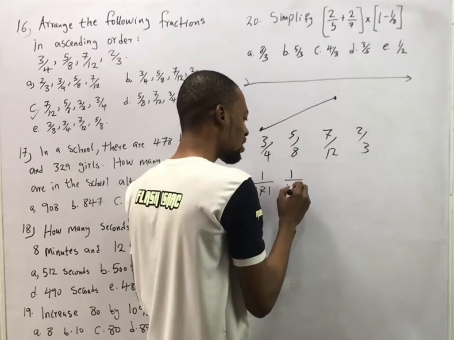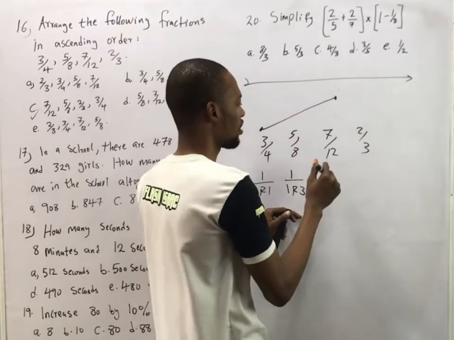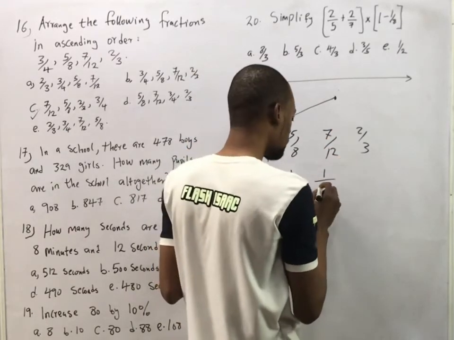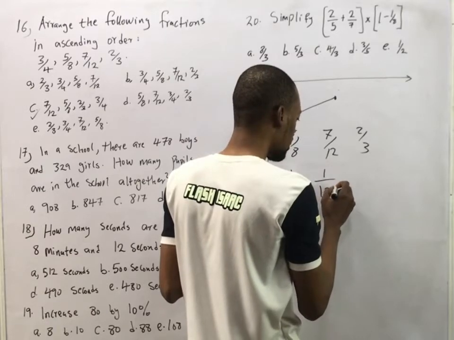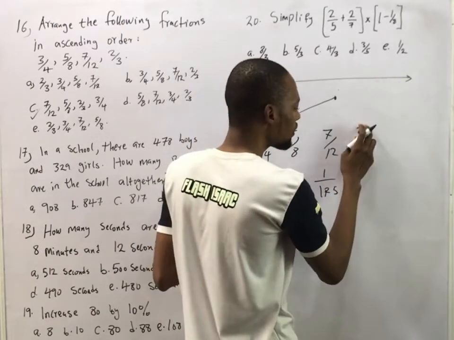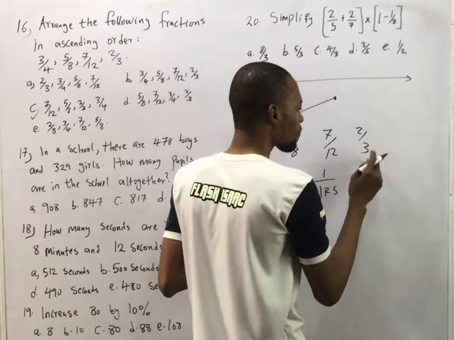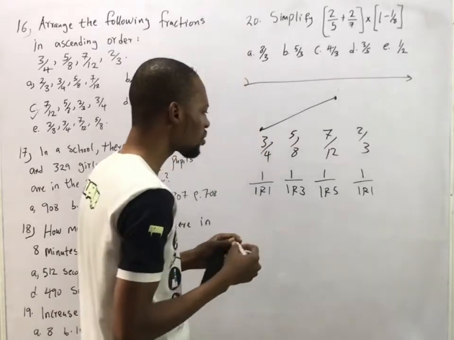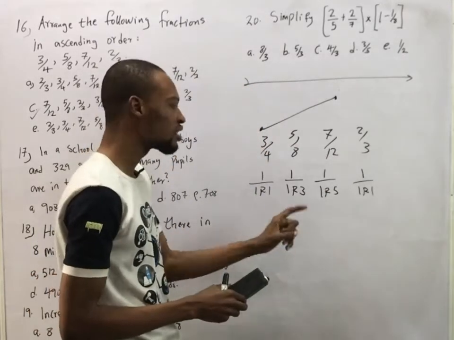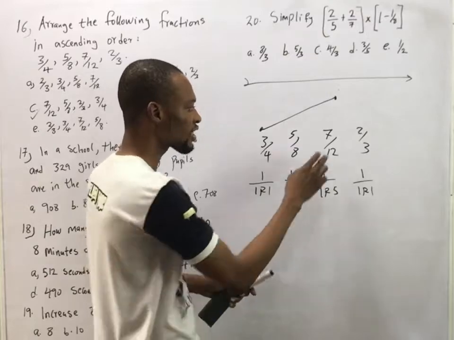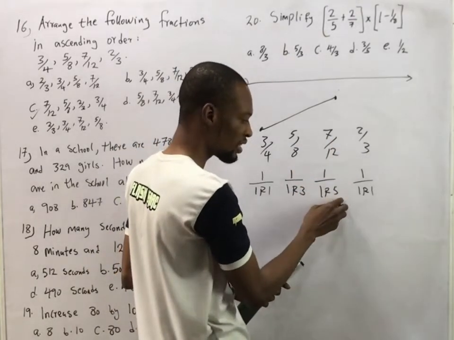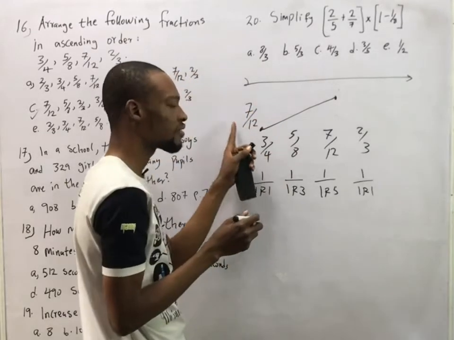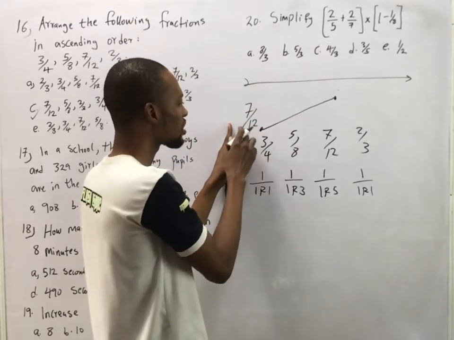They will take 1, remainder 3. 7 divided by 7 is 1. 12 divided by 7 is simply 1, remainder 5. 2 divided by 2 is 1 over 3 divided by 2 is 1, remainder 1. So the one with the biggest remainder is the smallest fraction. 7 over 12 has the biggest remainder, which is remainder 5. So 7 over 12 is the smallest fraction. So we start from here.